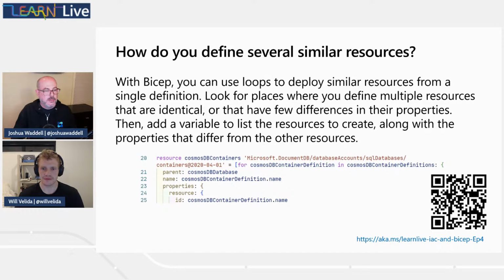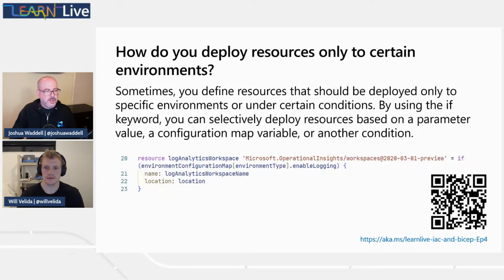loops and conditions. So, again, looking for places where we define multiple resources that are identical, right? If you think about a virtual machine, maybe you need to deploy 10 virtual machines. Well, I can go in and I can define 10 resources or virtual machines, or I can just simply create a loop and loop through that configuration of the virtual machine. So that might simplify our templates as well.